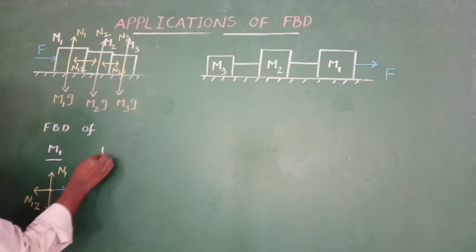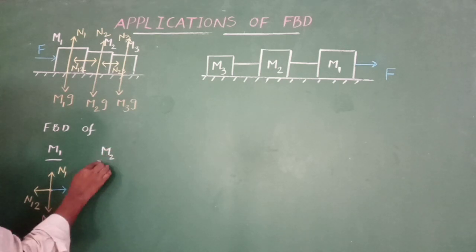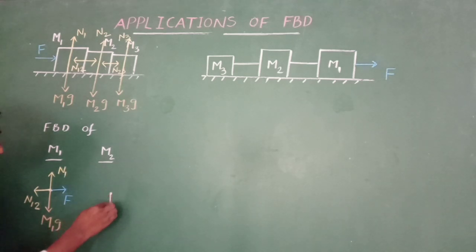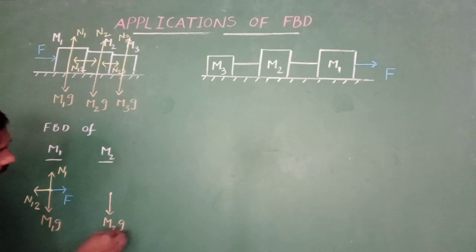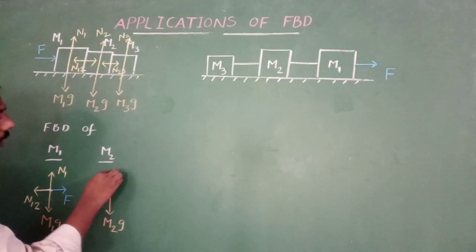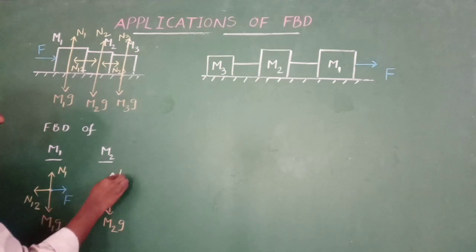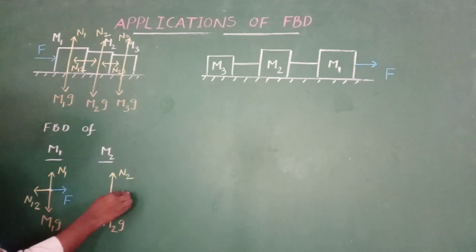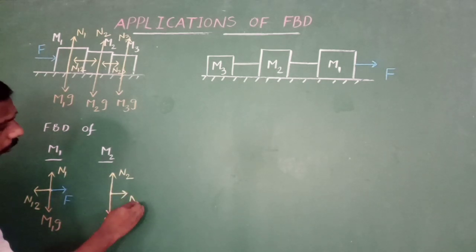Similarly, the free body diagram for block M2. This block is M2. Its weight acts vertically downward. On the M2 block, two normal reactions are acting. One is by the ground, the surface. This is N2, and the other is from the first block. Every action has an equal and opposite reaction. That's why, opposite to the direction on M1, the reaction force acts in this direction, N12.